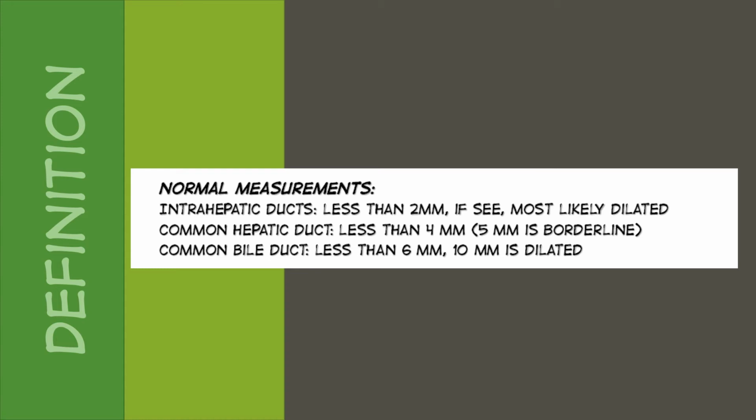As we move to the common hepatic duct, then we expect that one to measure less than 4 millimeters. As we start to get into the 5 millimeter and plus range, or 5 millimeters is borderline. Anything above that is definitely dilated. And as we look at the common bile duct, we give the common bile duct a little bit more room before we start to call it dilated, and that's for a couple of reasons.